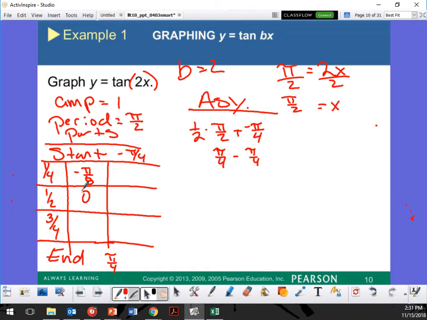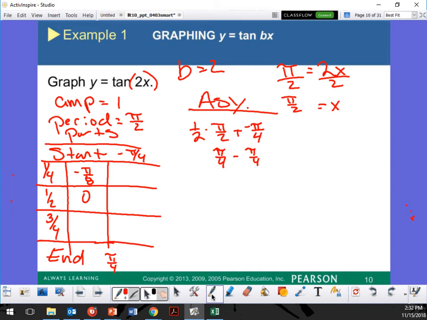Wait, isn't it plus? It's plus a negative. But plus a negative, isn't that the same as saying minus? That's what I was trying to get at. If you're adding a negative, a positive pi over 4 and a negative pi over 4, it's the same as minusing. When you have two signs next to each other, a positive and a negative makes a negative. So we change it to a minus sign, so it means the same thing. Okay, so there's that one.